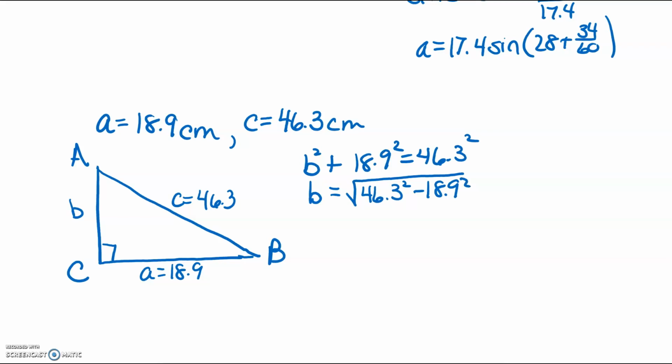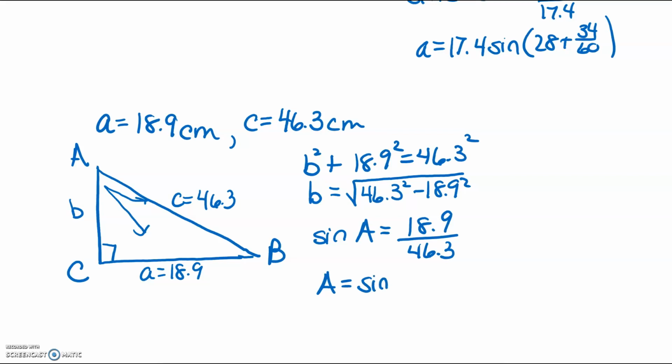So how would I find angle A? Well, I know I've got this side a that is opposite over hypotenuse. So that's the sine. Sine of A is 18.9 over 46.3. So A is going to be sine inverse of 18.9 over 46.3.